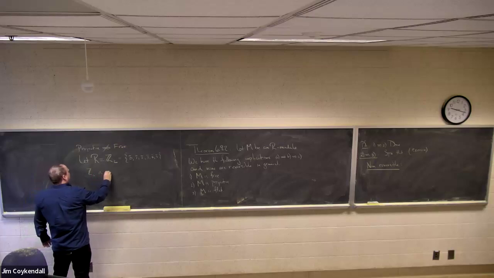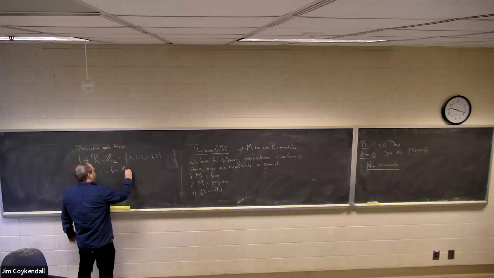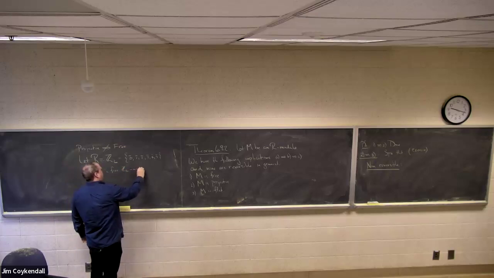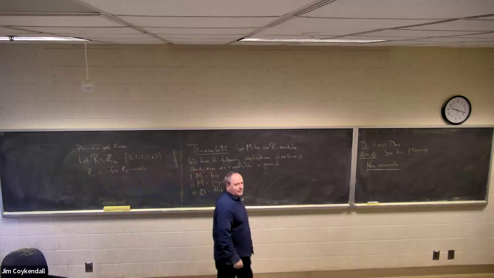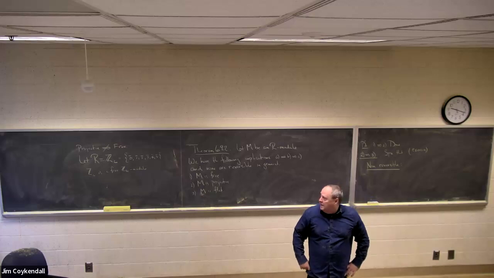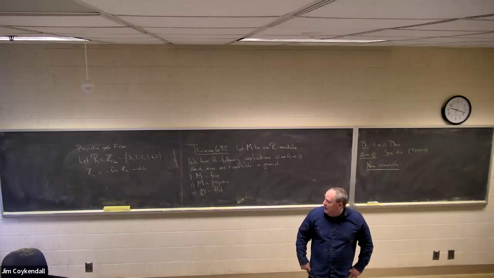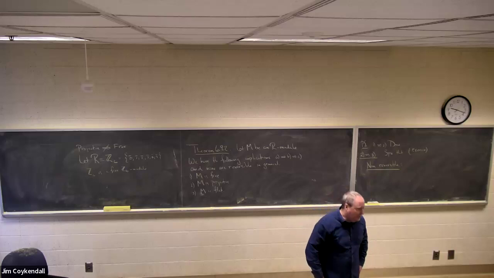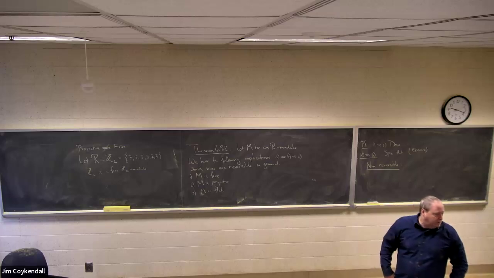Z6 is a free Z6 module. Basically it's generated by one. This is true for any ring, right? A ring is a free module of itself, with basis one, right? One times something equals 0 means that that thing has to be 0 bar.